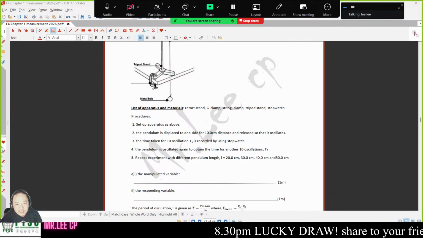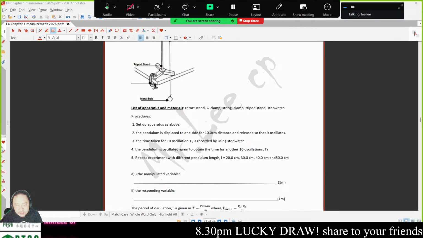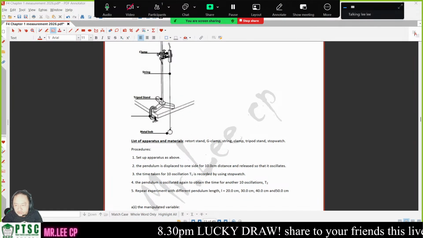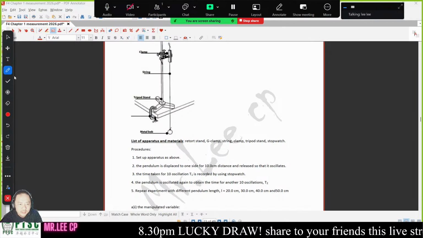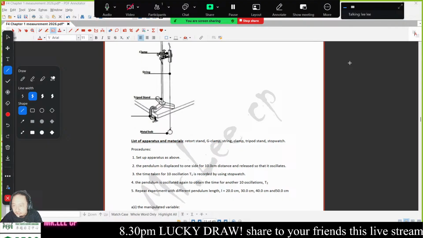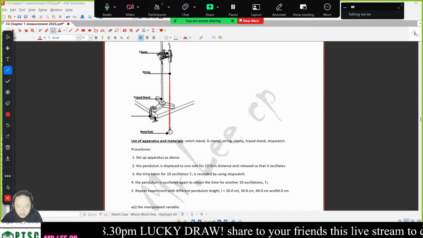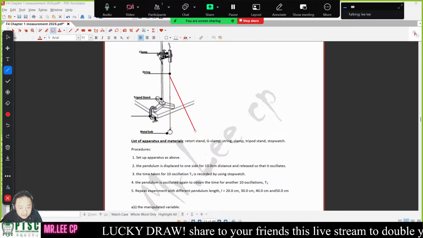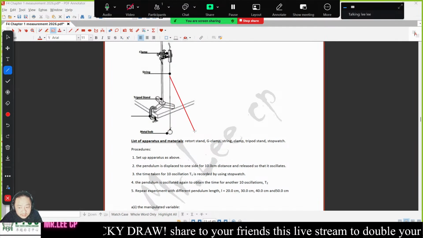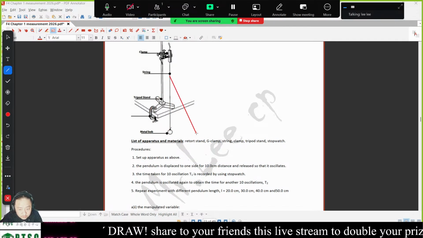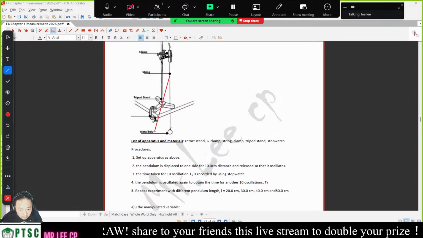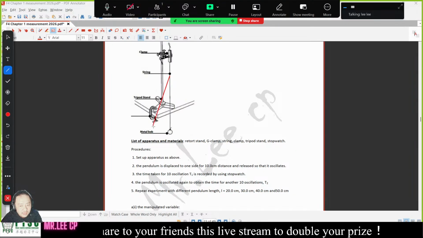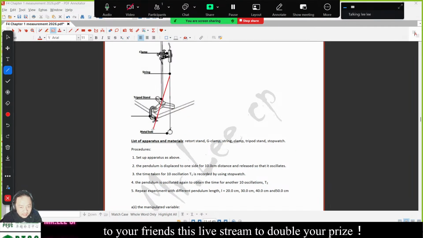Now, the pendulum is displaced to one side for 10 cm distance and then released so that it can oscillate. Of course, you ask me, Cikgu, what is oscillate? If you don't understand what is oscillate, this is the pendulum bob. I am going to put it to here, 10 cm, right here to here, 10 cm. And then what I do is I let go, release. This is called 1 oscillation, 2 oscillation, 3, 4, 5, 6, 7, 8, 9, 10.